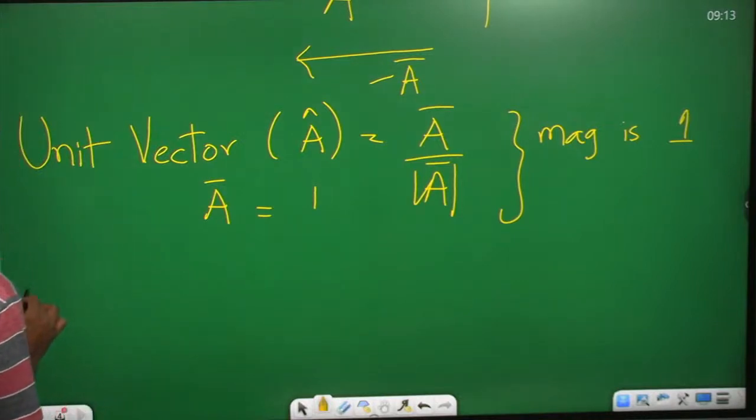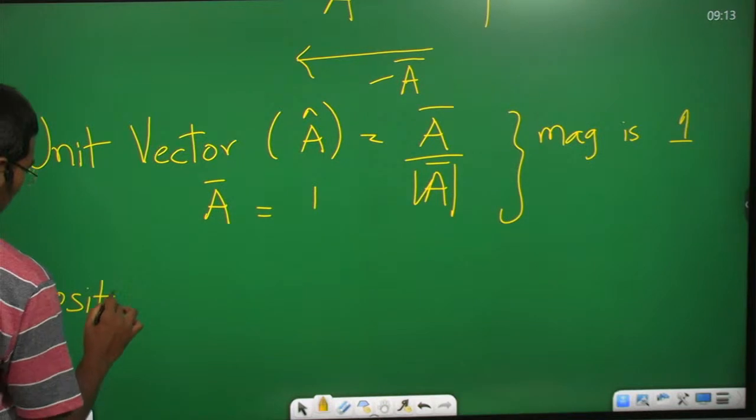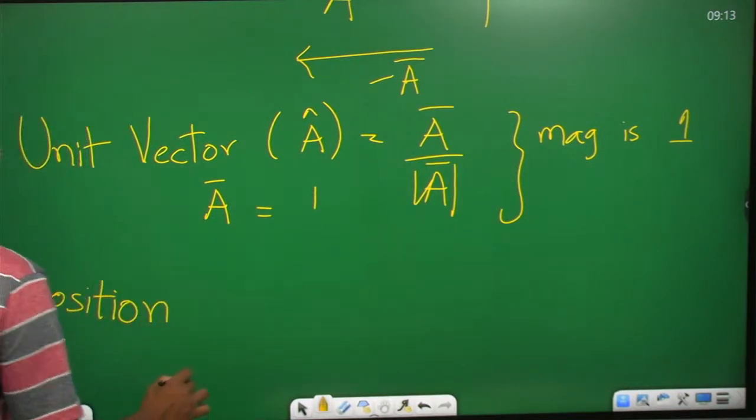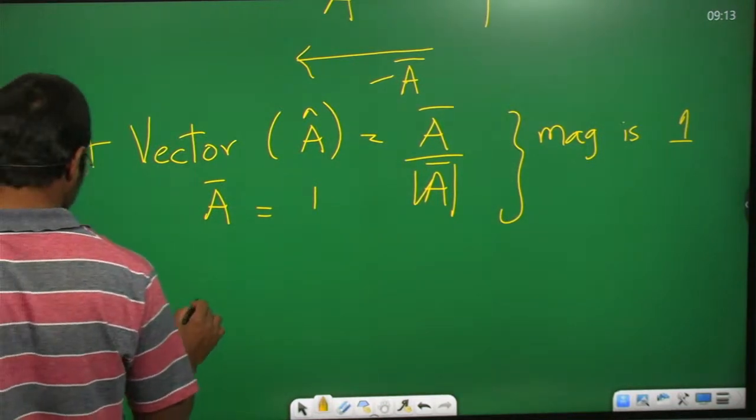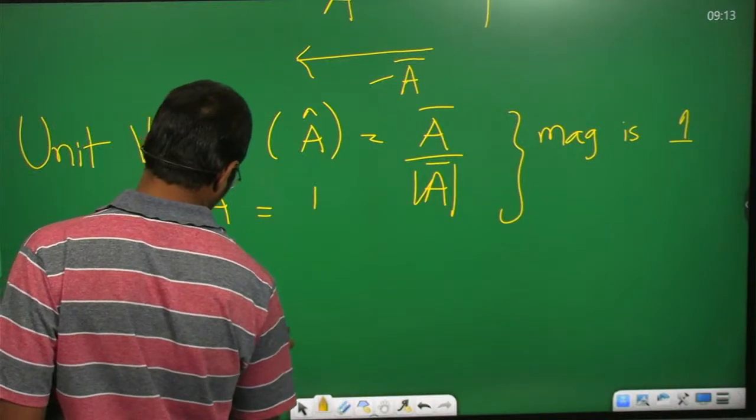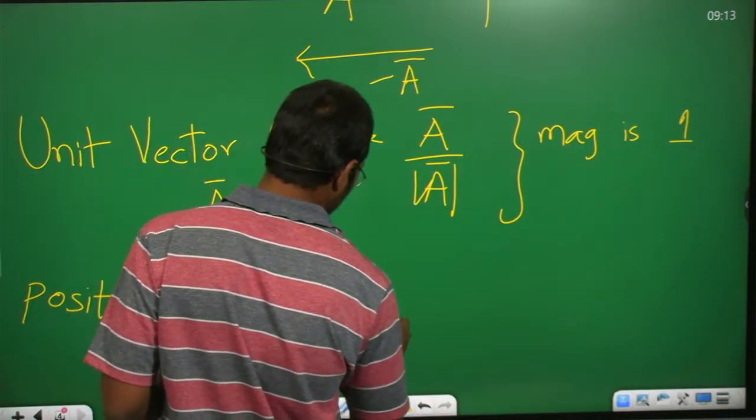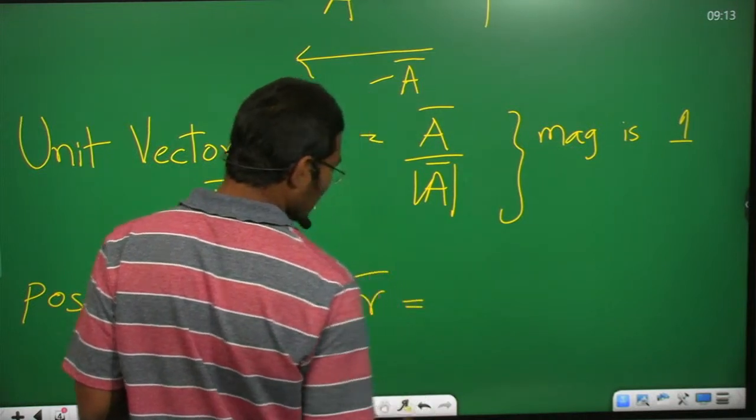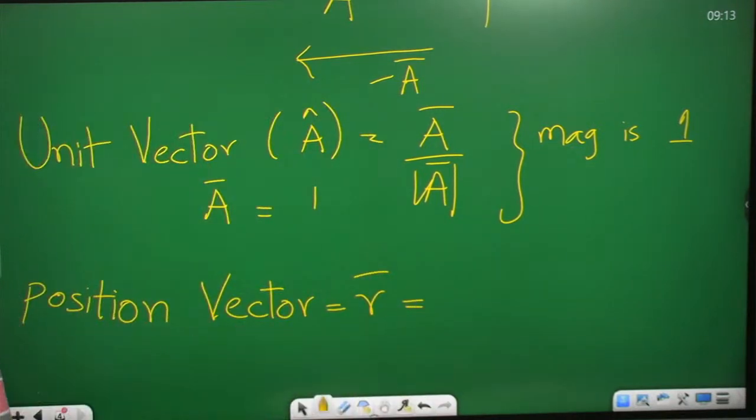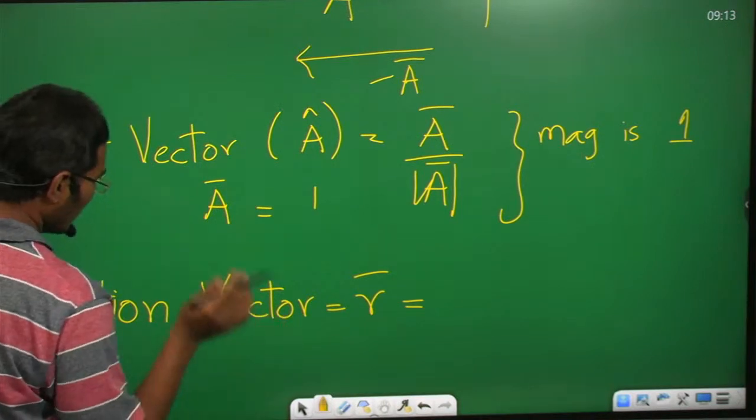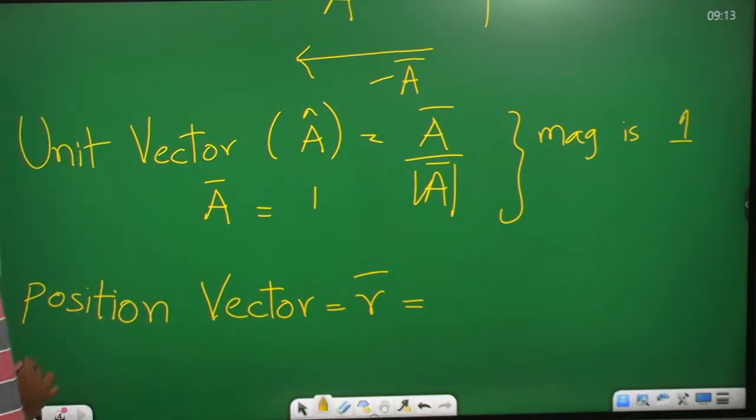So let us try to look at what we mean by position vector. See, you are being watched online. Open your notes. So how do you define position vector? R bar. Try to note down, try to complete the blank and check at the end.